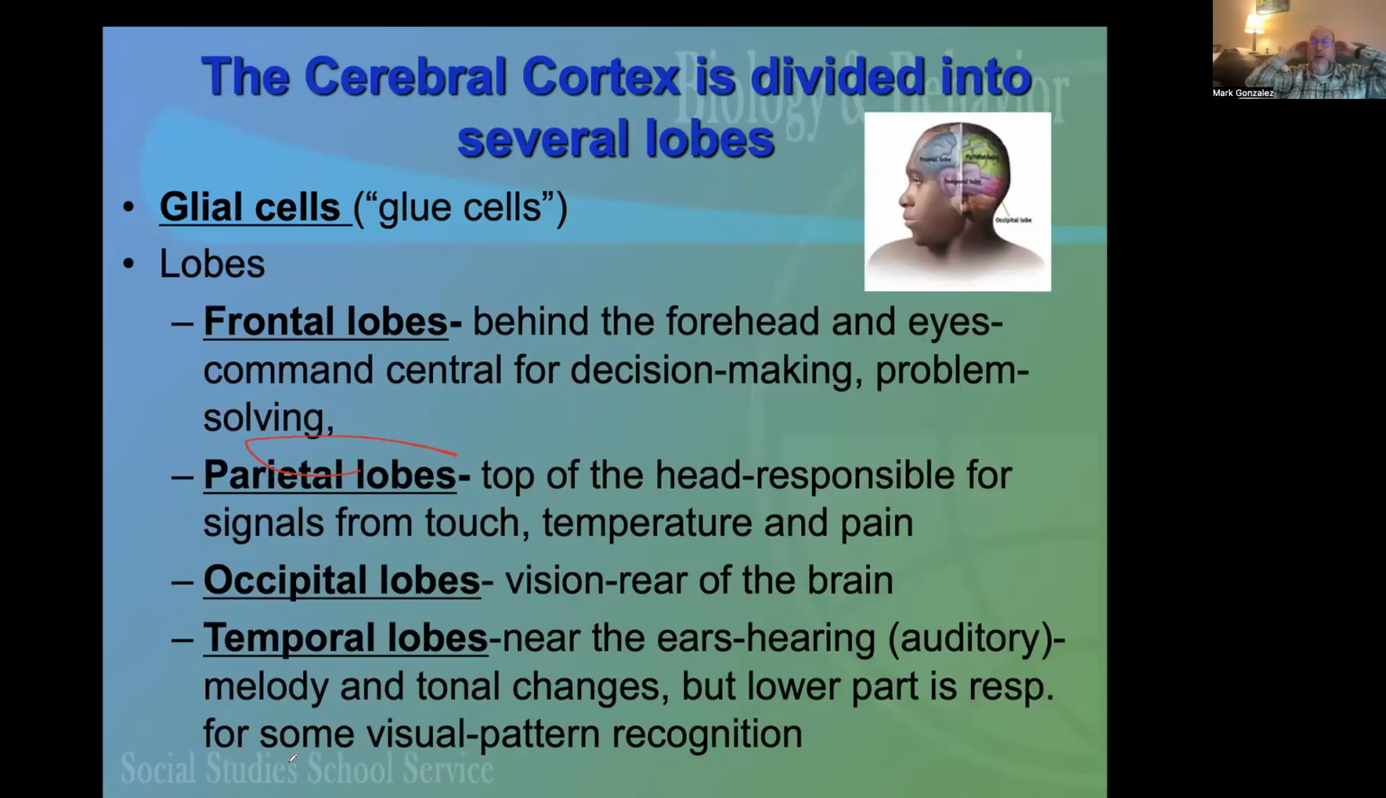So that would be near your ears. It's so close to there. That's processing hearing, anything auditory. This is the part of your brain where you're being able to understand melody and tonal changes. The lower part is responsible maybe for some visual pattern recognition as well.